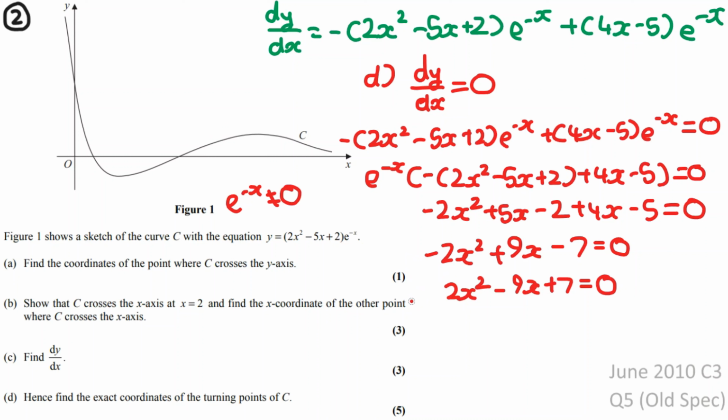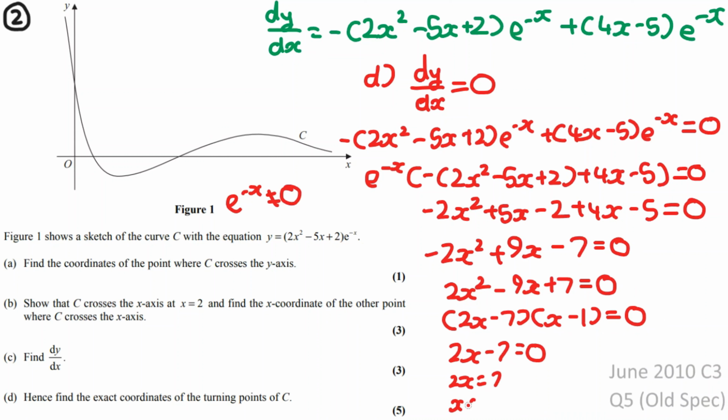And then we solve this quadratic equation. I'm just going to factorize it. If you factorize it, it's 2x minus 7 and x minus 1 is equal to 0. Go back to the quadratic videos if you need a reminder of how to solve quadratics. Therefore 2x minus 7 is equal to 0, so 2x is equal to 7, so x is equal to 7 over 2, and then x minus 1 is equal to 0, so x is equal to 1.